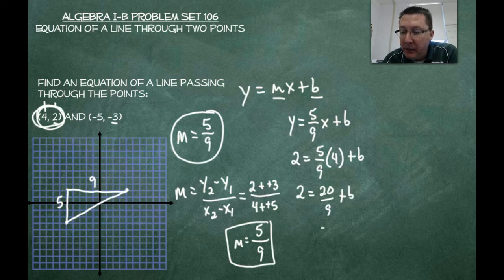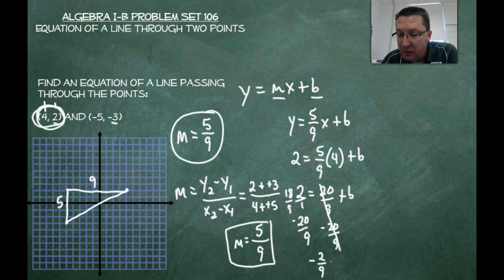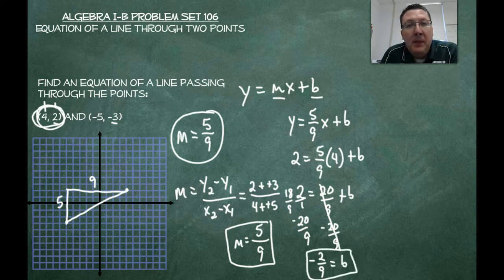Now to finish solving for b, I'm going to subtract 20 over 9. 2 minus 20 over 9. If I rewrite 2 with a common denominator, that would be 18 over 9. Minus 20 over 9 gives me -2/9 equals b. So we've solved for m, we found the slope m, and now we found our y-intercept, our b, is -2/9.